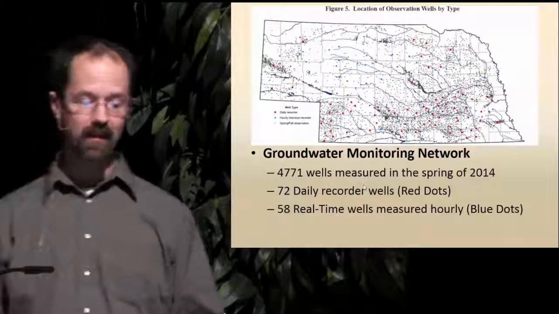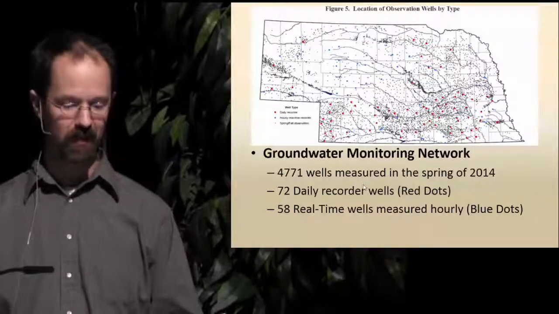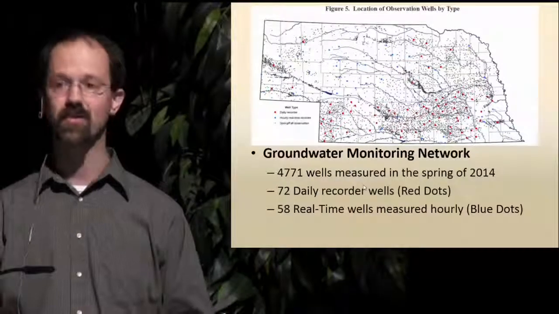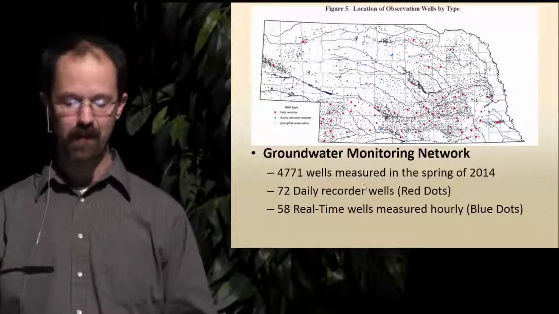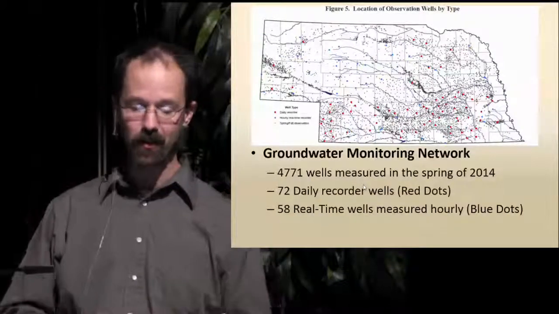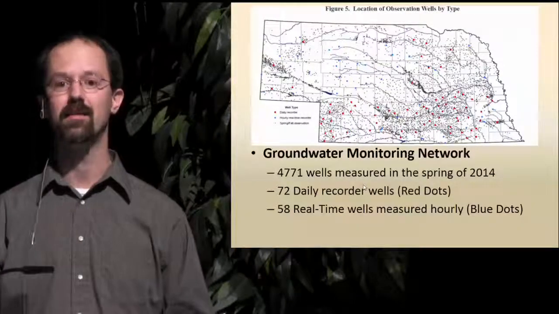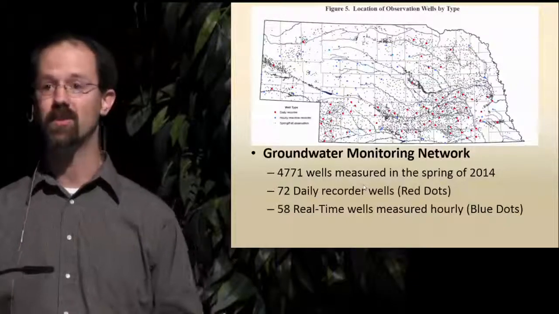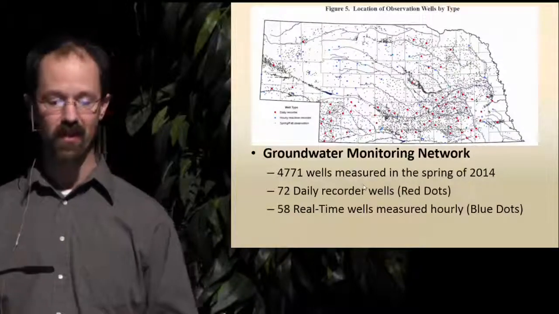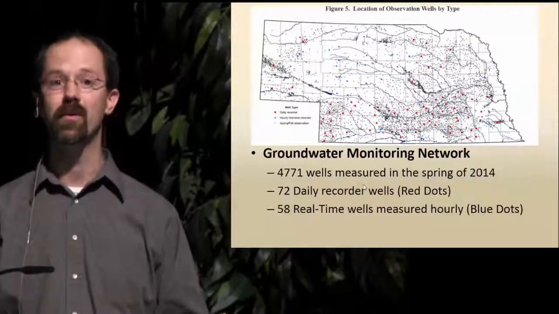So in 2014, 4,771 wells were measured to create our change maps. This is actually down a little bit. Normally we get just over 5,000 wells measured. Last year a few of our cooperating agencies couldn't go out and do their measurements. In addition to those nearly 5,000 wells, we have 72 wells that take daily measurements. Those measurements then are stored electronically, and we periodically download those measurements. Those would be the red dots on the map. All that data is either available from the CSD or from the USGS.